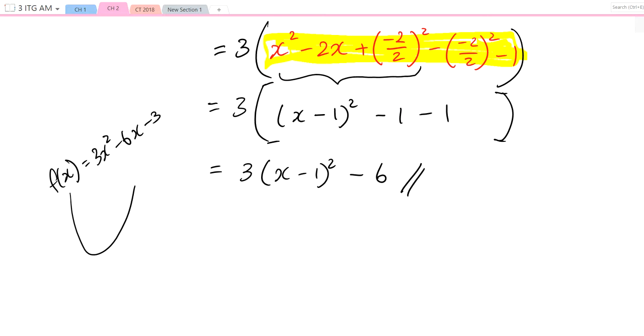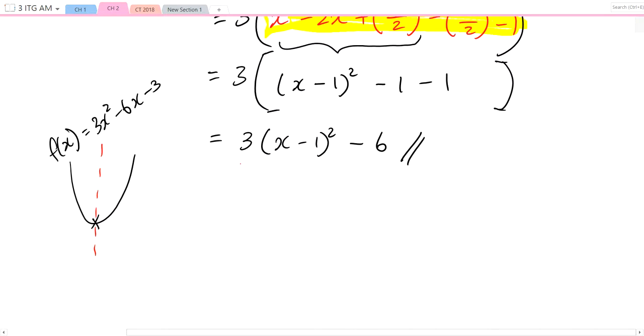Minimum value. Because in this case, I've got a parabola opening upwards. It has a minimum value. When does the minimum value happen? It happens at the line of symmetry. Okay. When do we get the line of symmetry? When do we get a line of symmetry?